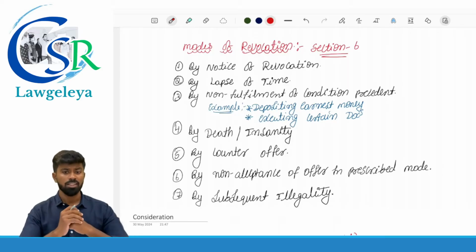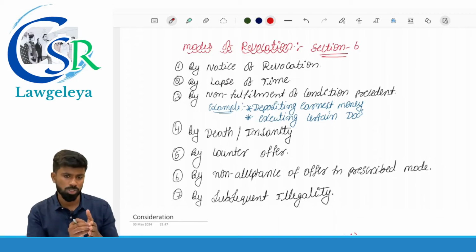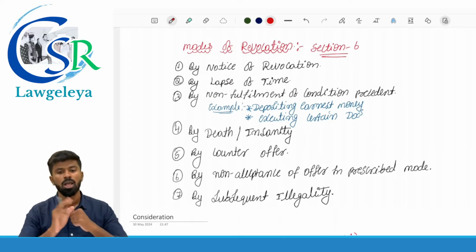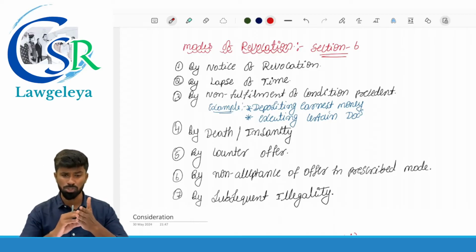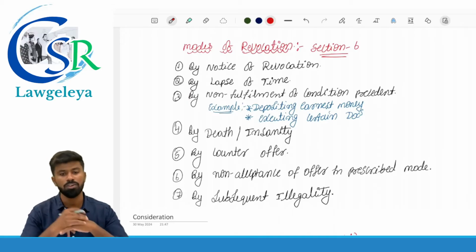Next one, by death or insanity. If the offerer dies, and if it involves a personal gain, offer is invalid. Offer is automatically revoked. However, if the offer involves goods and if the offeree accepts the offer without being aware about the death, the acceptance is valid and it can be enforced against whom? Against the legal representative of the offerer.